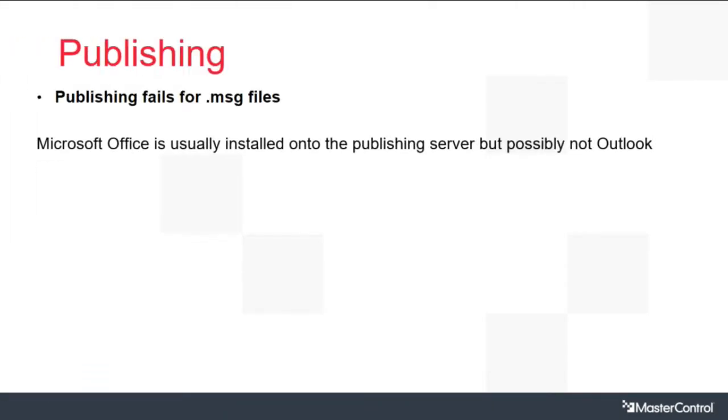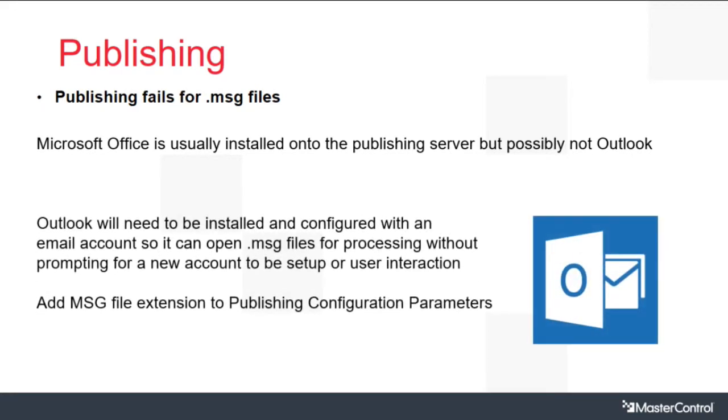So publishing MSG files or emails, this is a common one as well. Often Office gets installed on the publishing server to allow you to publish Excel, Word, etc. But quite often Outlook doesn't get installed. And also it needs to be configured in a manner that it can open the MSG files without any prompts. For Outlook, that means an email address or an account has to be configured as well so that it can open those MSG files, allow them to be published and exit without any user interaction.